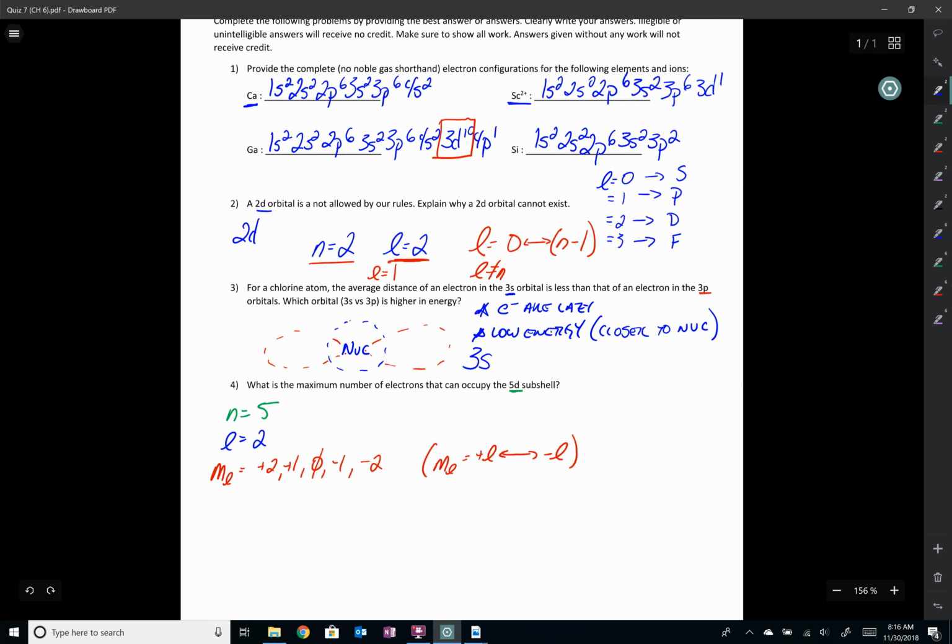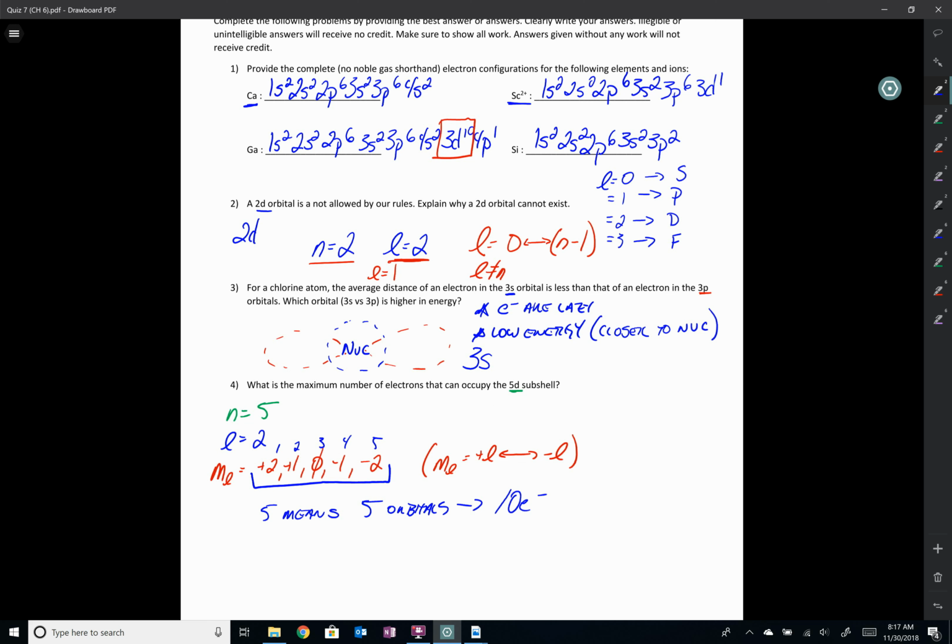Now here's the tricky part about m sub l. The actual values of m sub l, the plus 2 and the plus 1, don't really matter. It's how many numbers I have. I have 1, 2, 3, 4, 5 numbers. 5 numbers means 5 orbitals. If I have 5 orbitals, that means I can hold 10 electrons. Why? Because every orbital can only fit 2 electrons maximum.